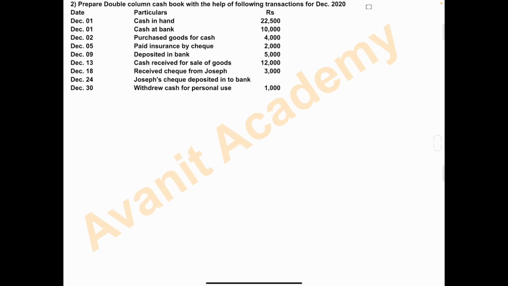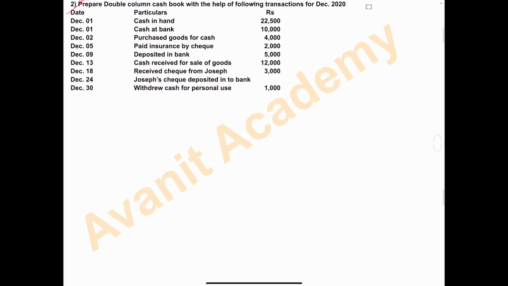In this video, we'll solve one more 12 marks problem, that is double column cash book. So in double column cash book, you will find two amount columns, one for cash transaction and another for bank transaction. Let's start the problem number 2.